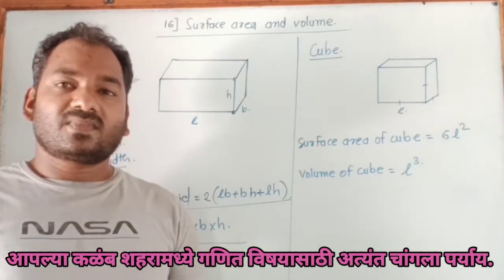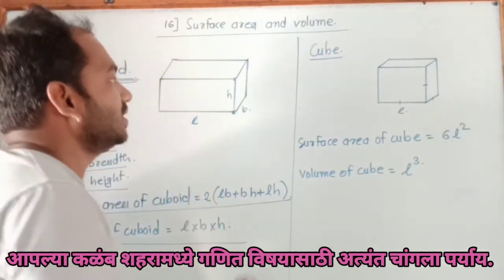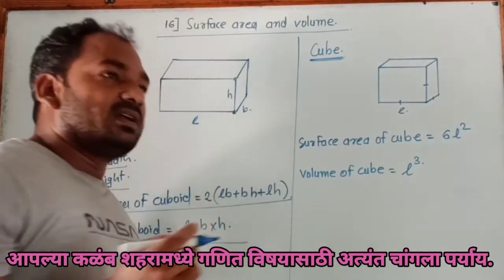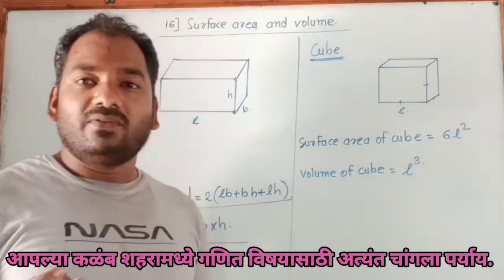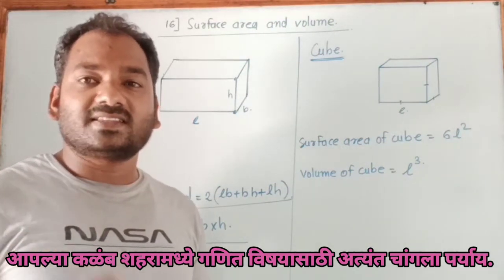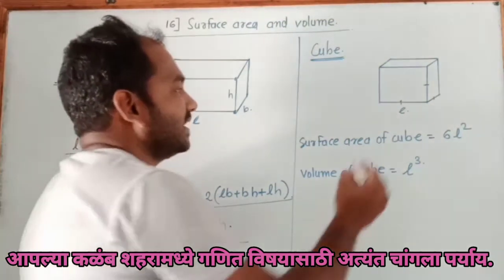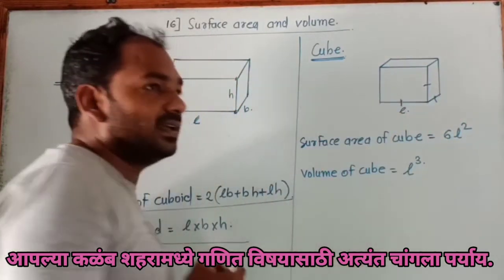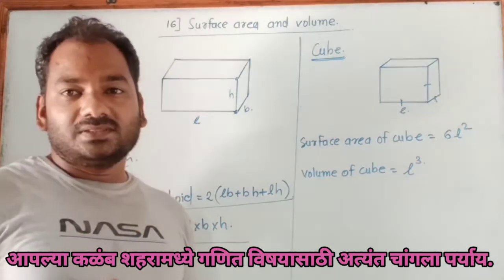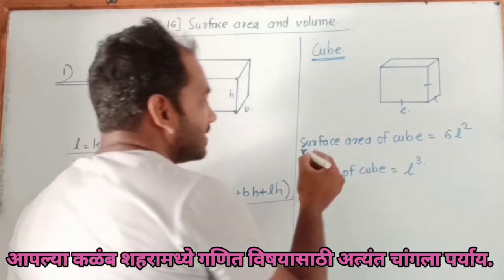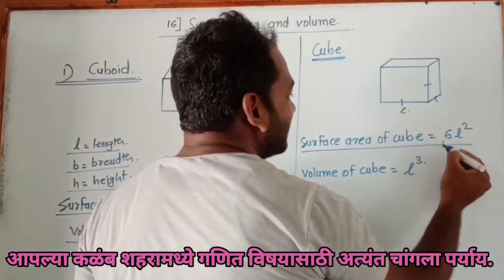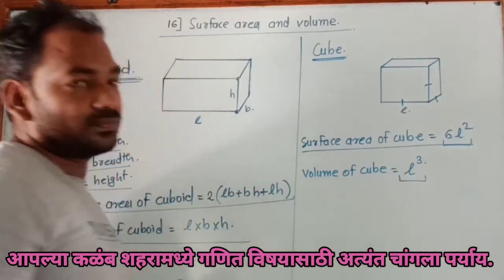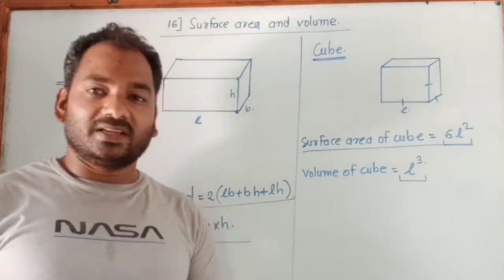After this we have one important shape again, that is called a cube. Remember, a cube is also a cuboid having all sides or edges equal, represented by L. So length, breadth and height in a cube are equal. Therefore, the total surface area of cube is 6L square and the volume of cube is L cube. These two formulae we have to remember here.